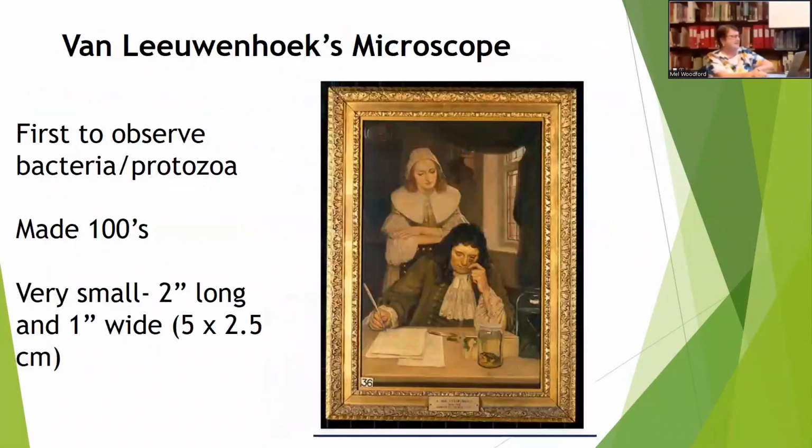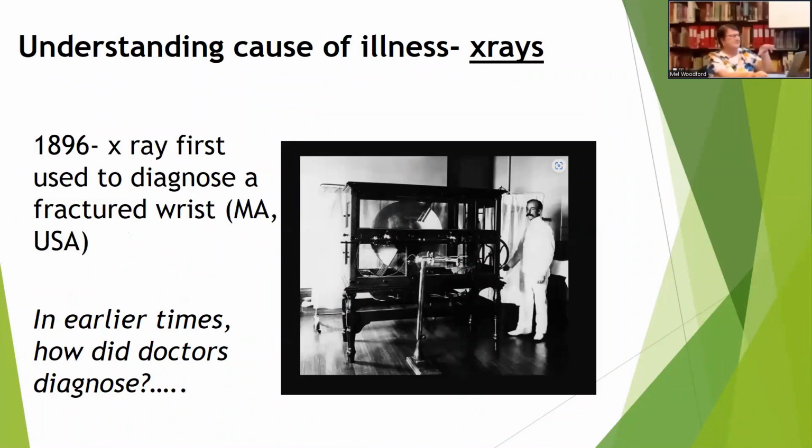Now, this is a picture here of the Cook microscope from 1670. And in this next slide, I've got a picture of Van Leeuwenhoek, and he was the first to observe bacteria or protozoa. He developed hundreds of microscopes, and they were very small. You possibly can see he's holding his microscope to his eye, and they're about 5 centimetres long and 2.5 centimetres wide. So that was just a little bit about microscopes.